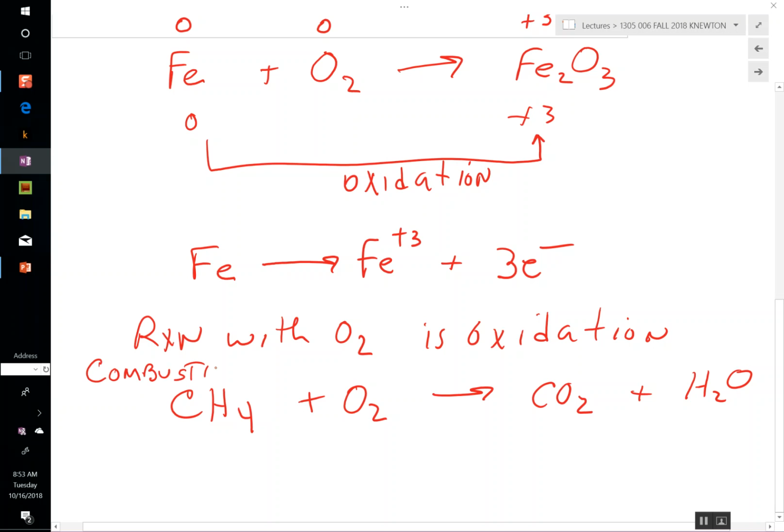Now, I'm not trying to confuse you, but I just want you to see that some of these reactions might have a couple of different names. They're not contradictory to one another. When we are burning gasoline or burning propane or burning natural gas, we talk about combustion, but it is an example of an oxidation-reduction reaction. The oxygen is being reduced and the carbon is being oxidized in these cases.